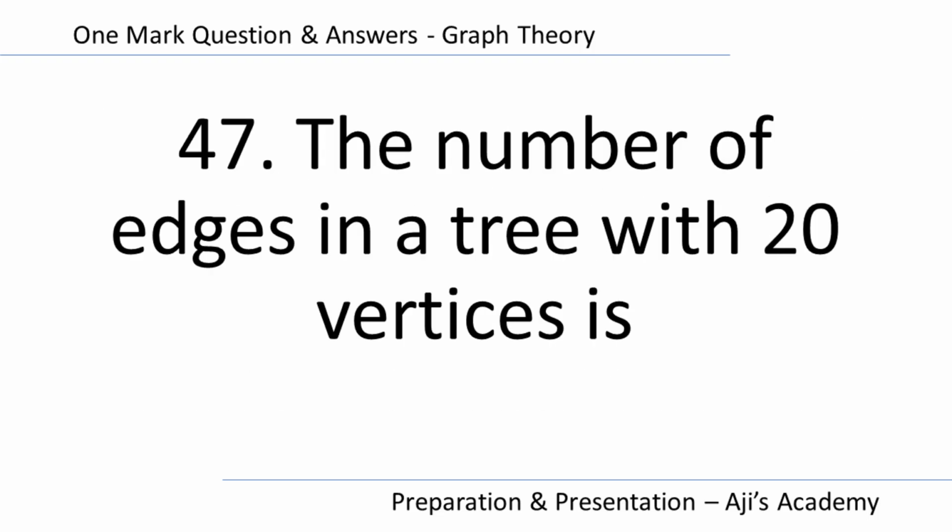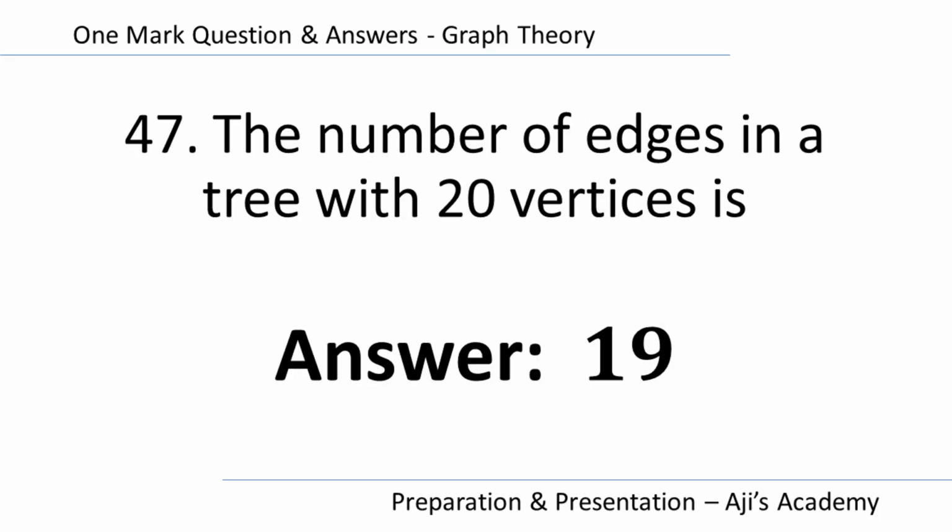Question number 47. The number of edges in a tree with 20 vertices is a repeated question. Number of edges in a tree with 20 vertices is 20 minus 1, that is 19 is the answer.